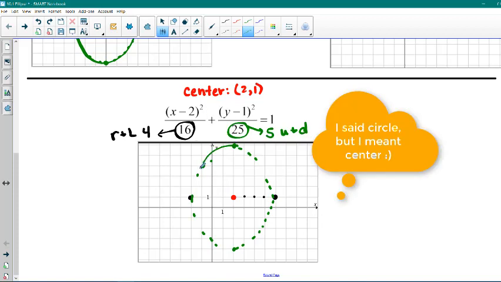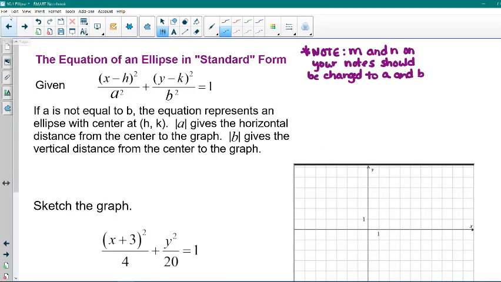Oh, it could be one of my worst. But it's not actually a point on the ellipse.